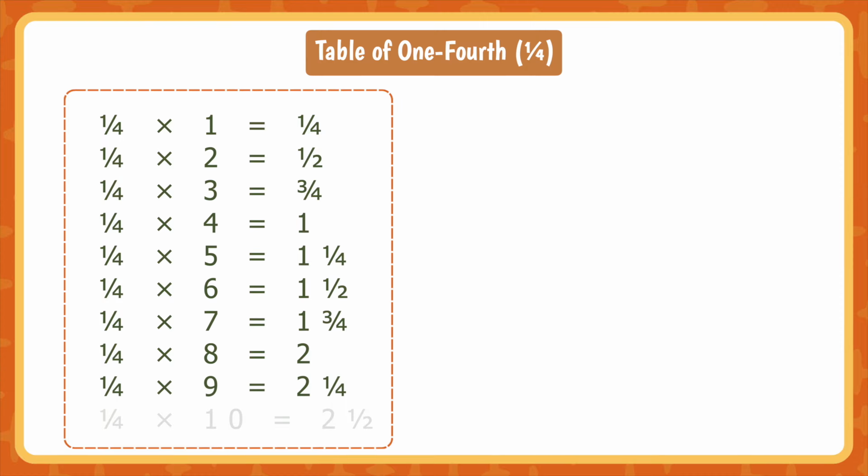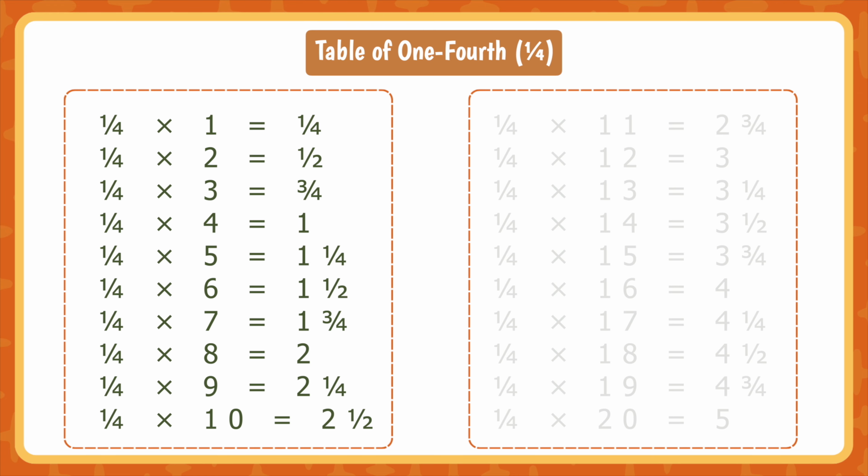A quarter times 9 is equal to 2 and a quarter. A quarter times 10 is equal to 2 and a half. A quarter times 11 is equal to 2 and 3 quarters. A quarter times 12 is equal to 3.